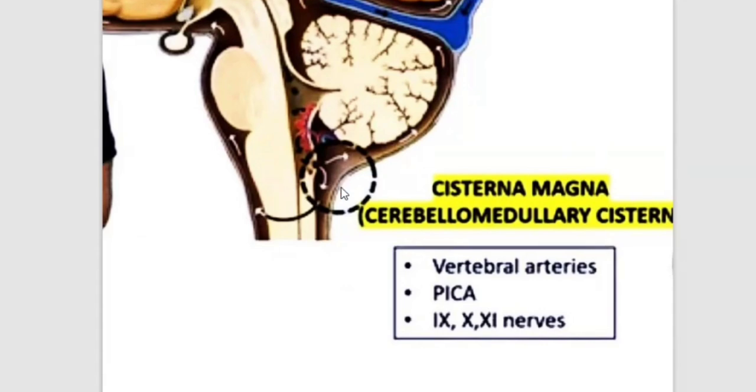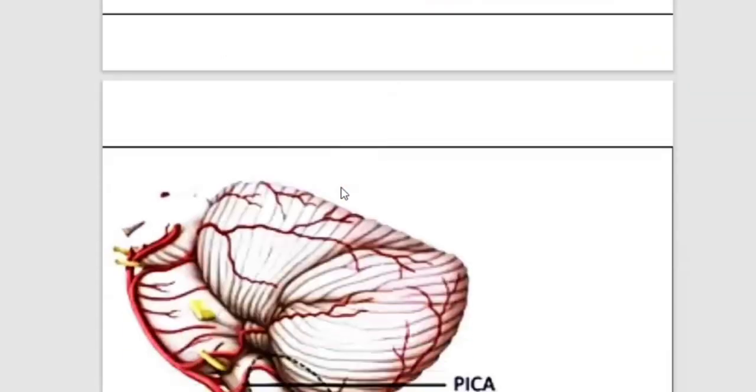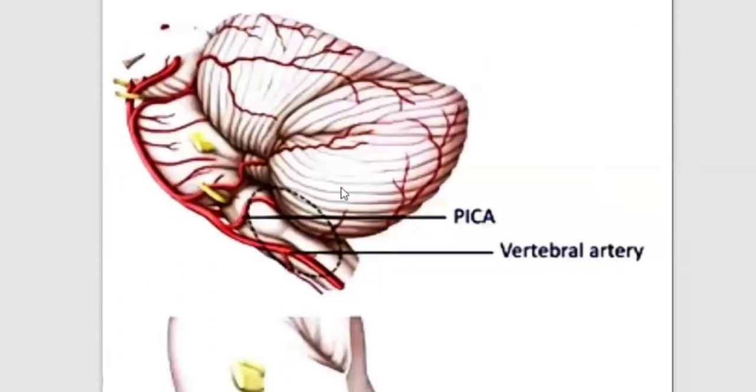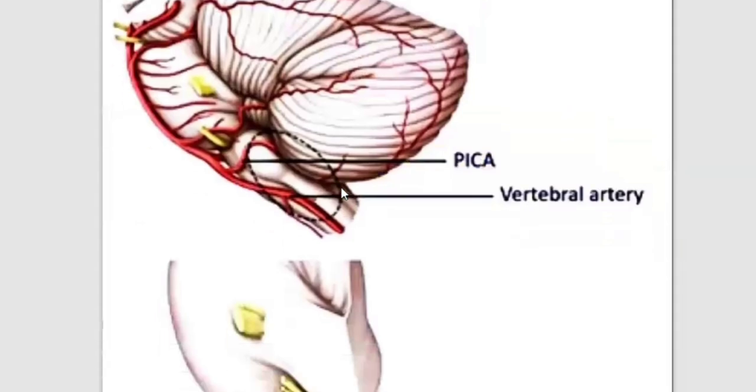Exactly. Here we can see the diagrammatic representation. This is the vertebral artery. The two vertebral arteries join to form the basilar artery. This is the basilar artery. You're understanding? Yes, ma'am. This is the basilar artery, this is the vertebral artery. This one vertebral artery and the other vertebral artery from this side fuse to form the basilar artery.